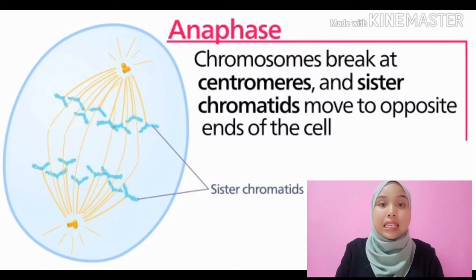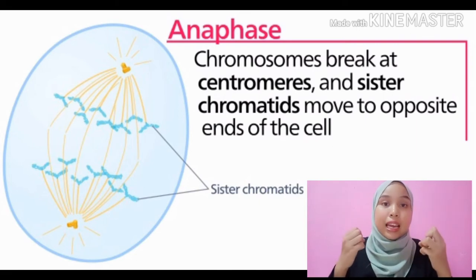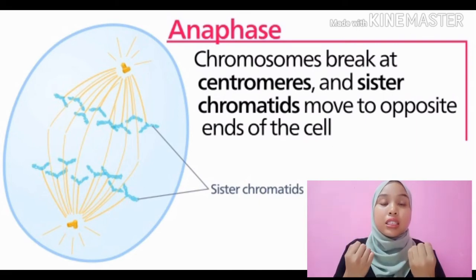The second point is that the spindle fiber in this stage becomes shortened and contracts. When the spindle fiber becomes shortened and contracts, it will cause the sister chromatids to be pulled apart to the opposite poles. At the end of this phase, the chromatids arrive at the poles.